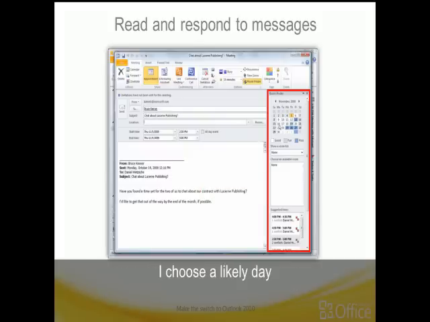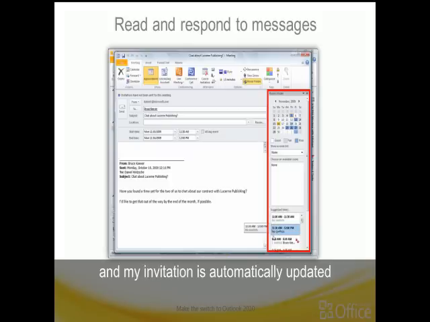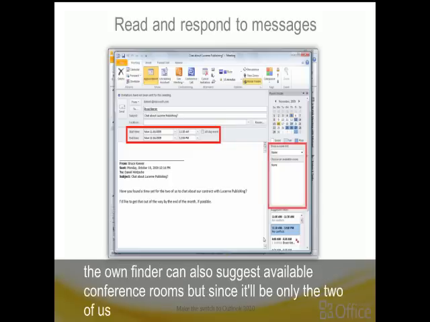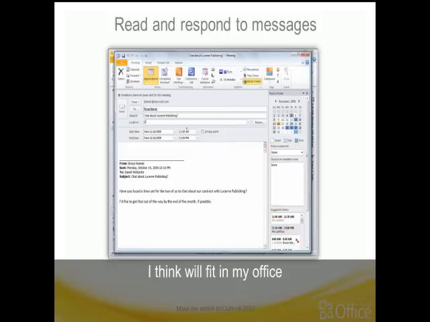I choose a likely day and click a suggested time, and my invitation is automatically updated. The Room Finder can also suggest available conference rooms, but since it'll be only the two of us, I think we'll fit in my office, so I'll type that in. And then click Send. And that's it.